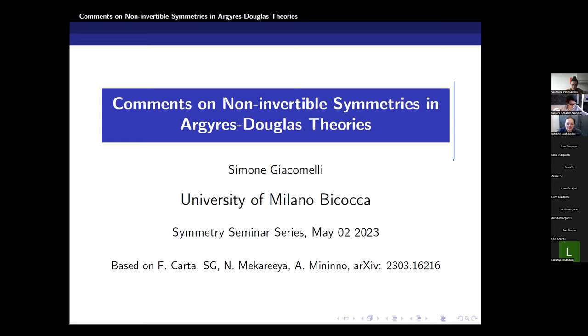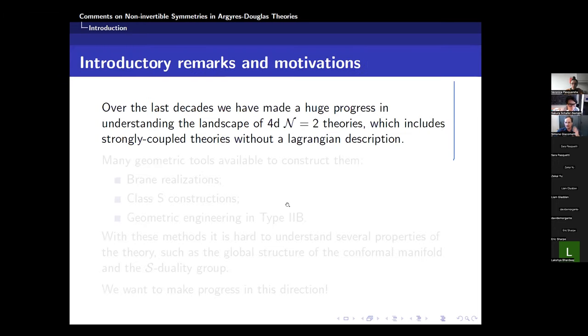Okay, so let's start from a theoretical motivation. Over the past few decades, we have considerably improved our understanding of superconformal theories, models with supersymmetry. Now we have a huge landscape, and it includes many strongly coupled theories for which we don't have a Lagrangian description, or it is not known yet. So, in the absence of a Lagrangian description, how do we analyze the theory?